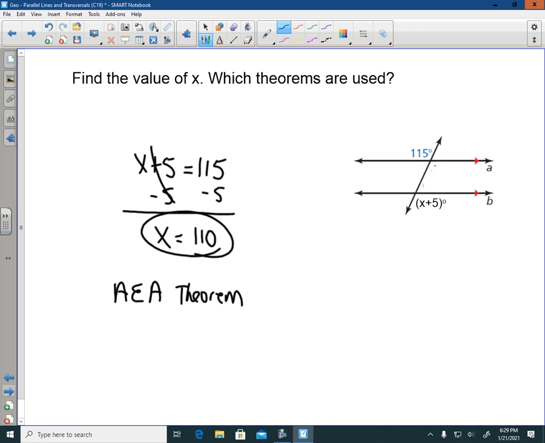All right. First, recognize what angles you have. Decide what you know about their relationship from either the postulates or the theorems, and then use that to create an equation. That's the idea.